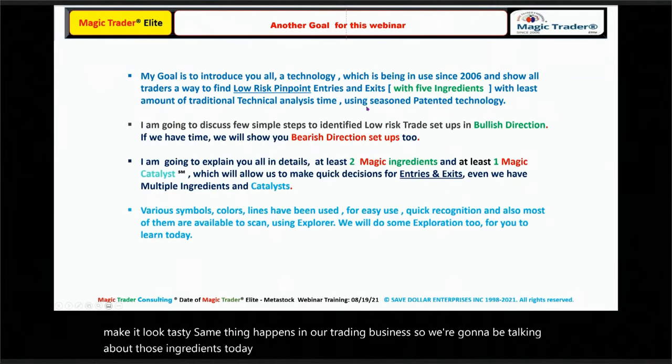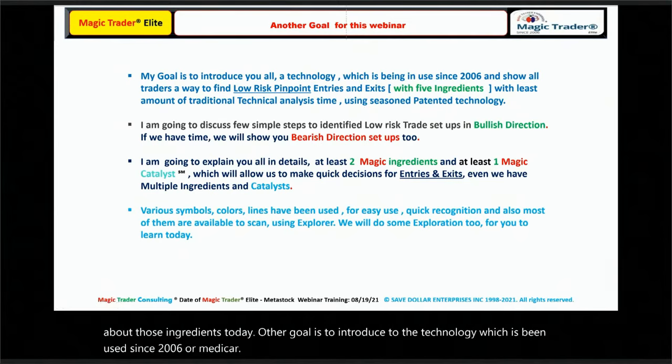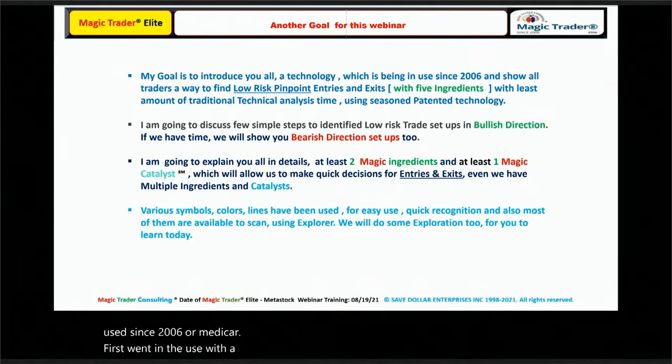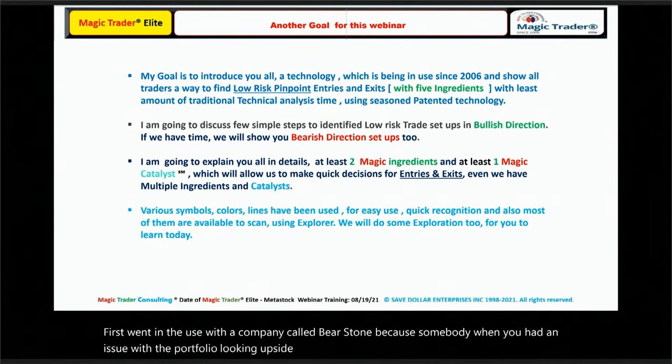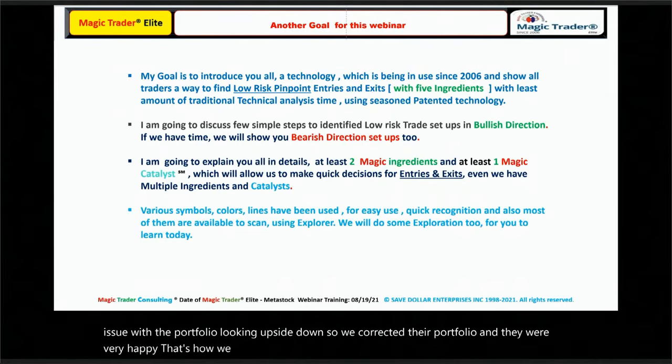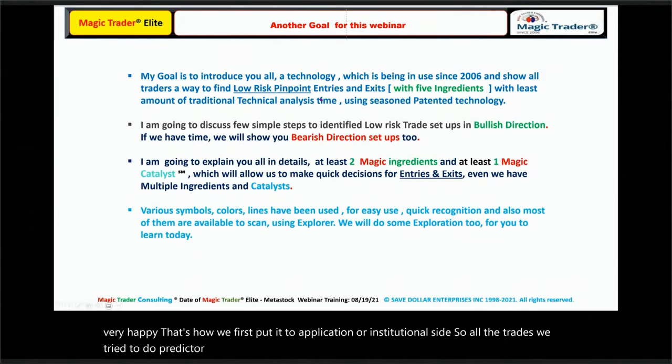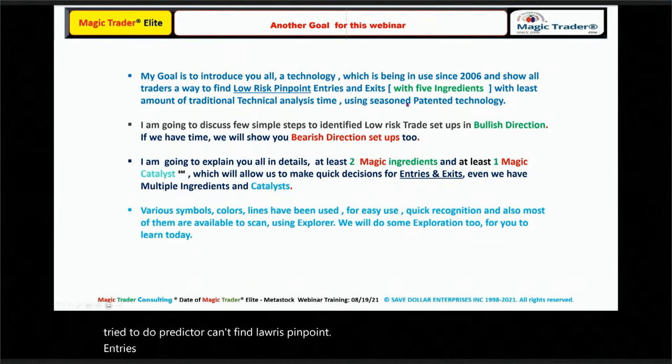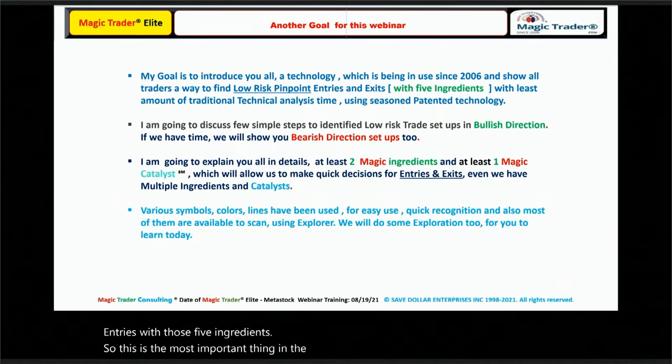Another goal is to introduce you to the technology which has been in use since 2006. Magic Trader first went into use with a company called Bear Stearns, because somebody we knew had an issue with a portfolio looking upside down. So we corrected their portfolio and they were very happy. That's how we first put it to application on the institutional side. In all the trades we try to do, Magic Trader can find low risk pinpoint entries with those five ingredients. This is the most important thing in trading, how to find those moments where you could feel comfortable.